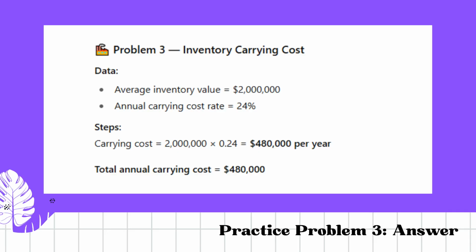Data. A warehouse holds an average of $2 million in inventory, and the annual carrying cost rate is 24%. How much does the company spend each year to carry that inventory?